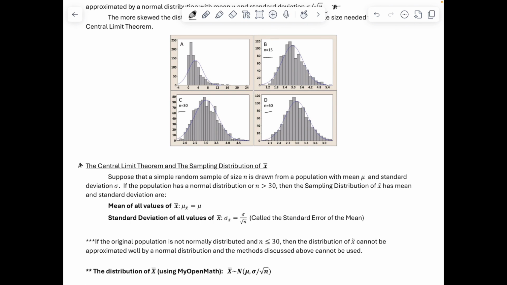Right below that, it says the central limit theorem and the sampling distribution of x bar. Suppose that a simple random sample of size n is drawn from a population with mean mu and standard deviation sigma. If the population has a normal distribution, or n is greater than 30, then the sampling distribution of x bar has a mean and a standard deviation given. Again, the mean is just equal to mu, whereas our standard deviation, the little formula that we need to know here, is sigma divided by the square root of n, and remember n is your sample size.